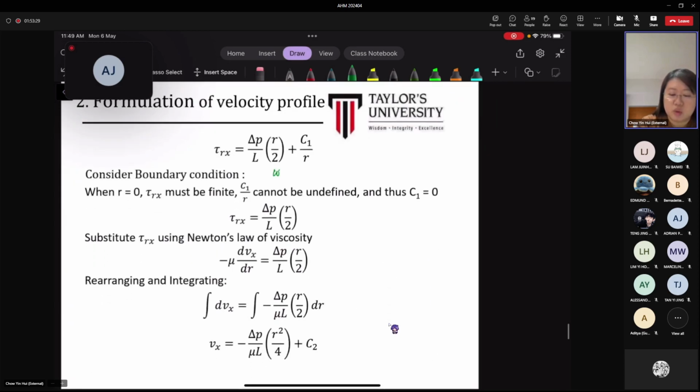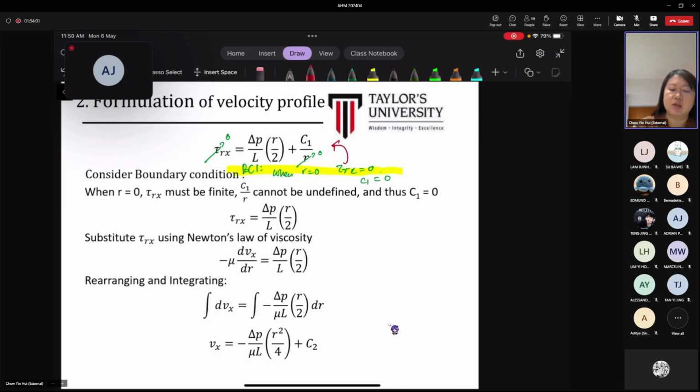So when R is equal to 0, tau Rx is equal to 0. So you can imagine that when this goes to 0, C1 would be equal to 0. Okay, so this is the first boundary condition that you apply, right? That's why I mentioned you need to know the boundary condition, the flow condition, so that you can apply it to solve for some unknown constant after you have integrated the differential equation.